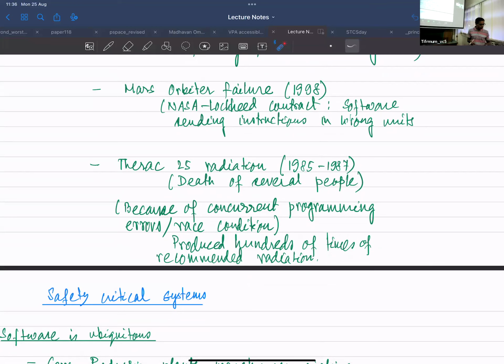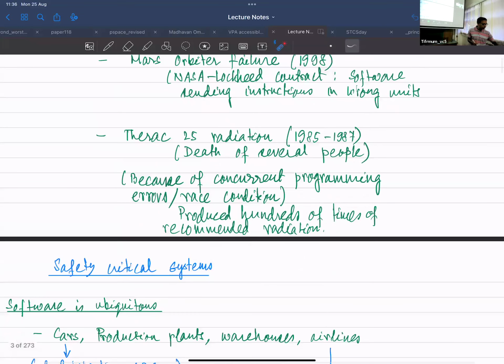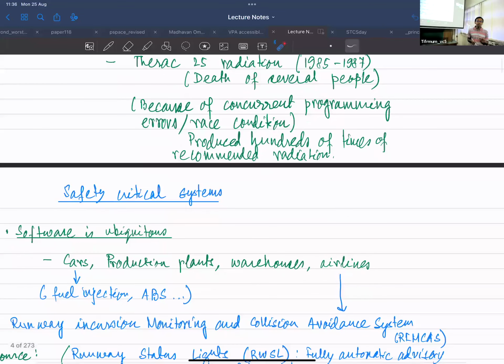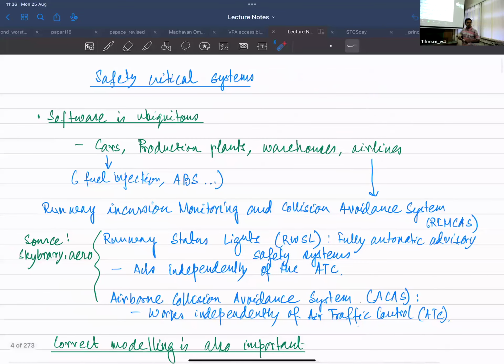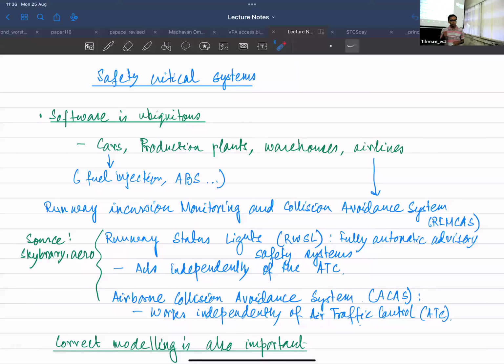So now, how do you ensure that these bugs don't essentially exist? That is the idea of the course, okay? And we will see how you can certify that the bugs don't exist in a particular software, how you can mathematically prove that the bugs don't exist. So there are two components here.